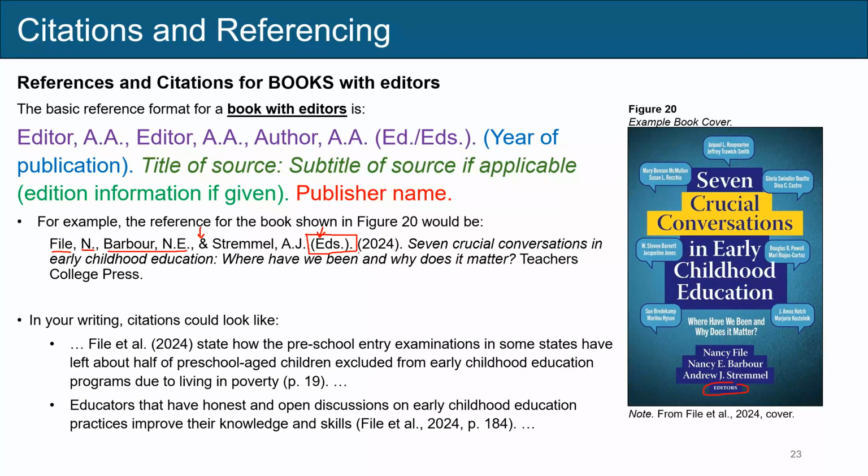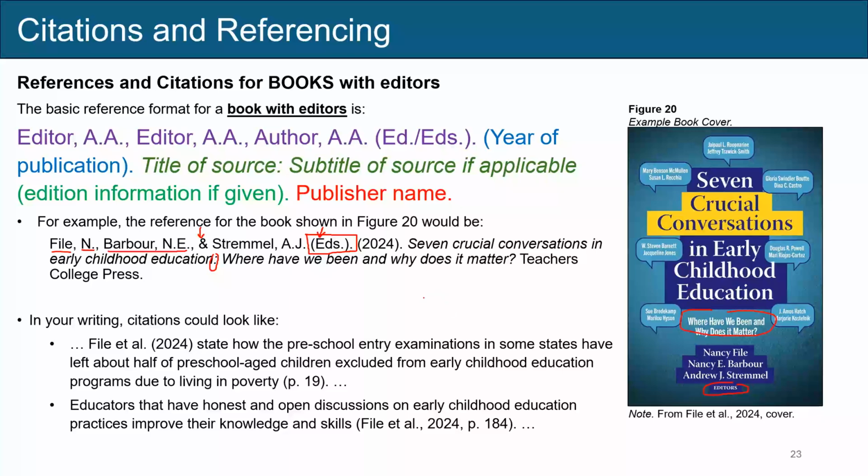This was printed in 2024. The title of this is 7 Crucial Conversations in Early Childhood Education. Notice there's a subtitle. It's a little bit smaller down here. Where have we been and why does it matter? And this was printed by Teachers College Press. Now, it doesn't change anything if you are citing information from it. We're still going to treat it as if the editors are authors.